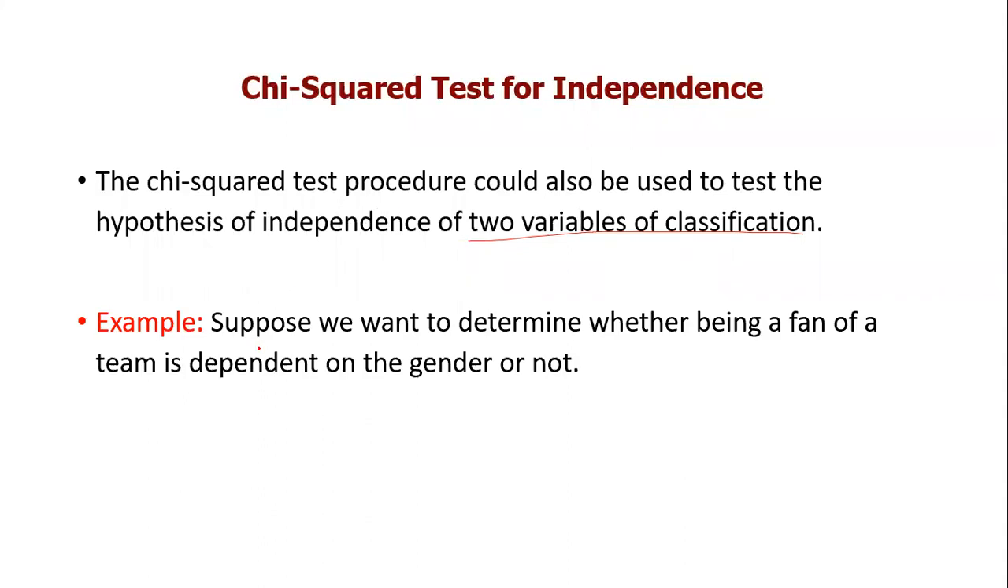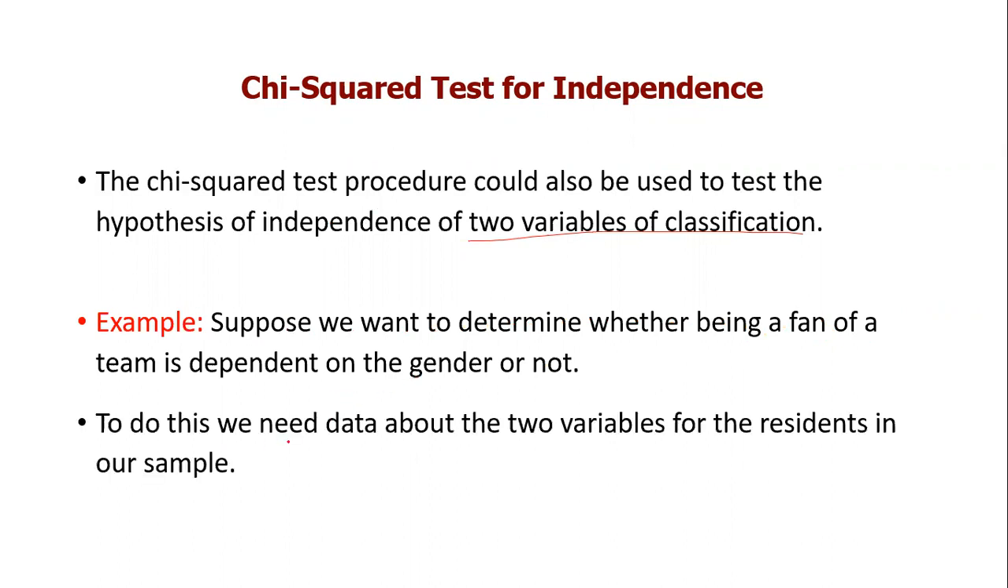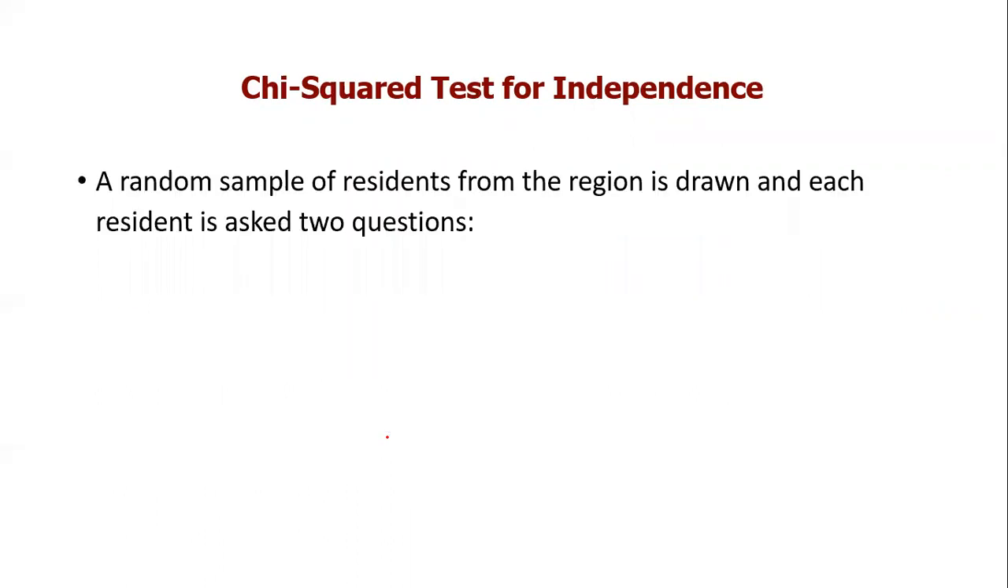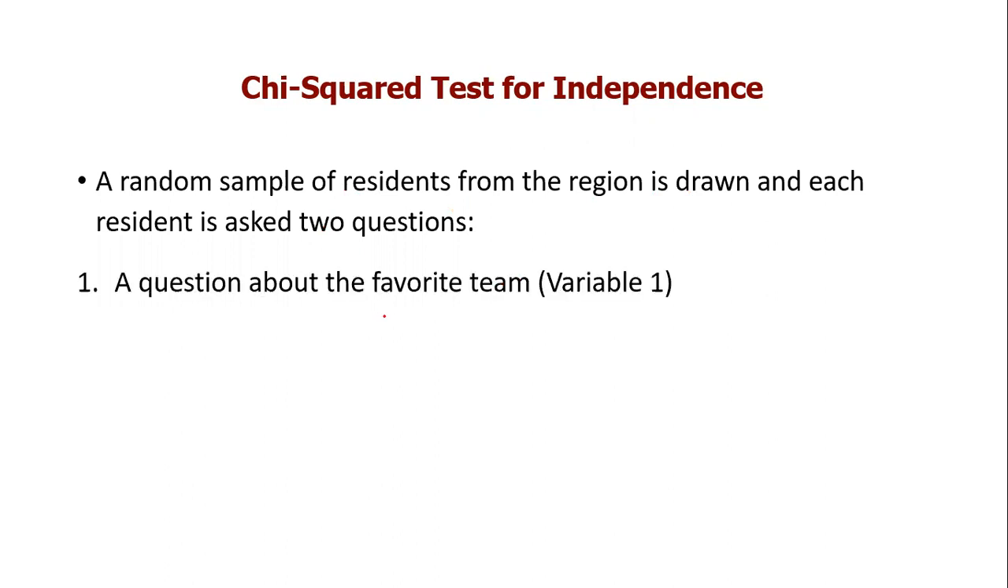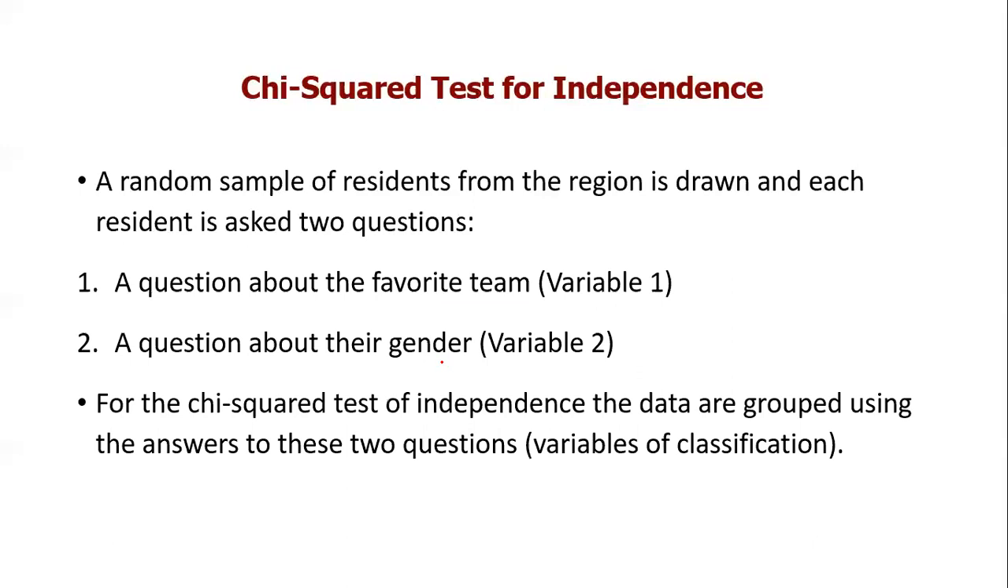This is a good example, I think. Suppose we want to determine whether being a fan of a team is dependent on gender or not. To do this, we just need the data about two variables. A random sample of residents from a region is drawn, and each resident is asked two questions: what is your favorite team and what's your gender?